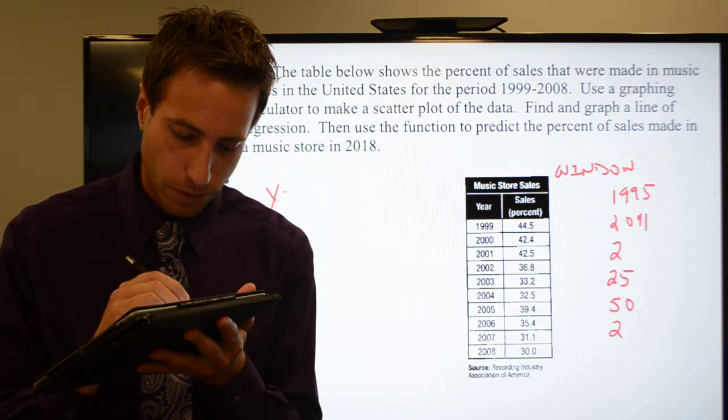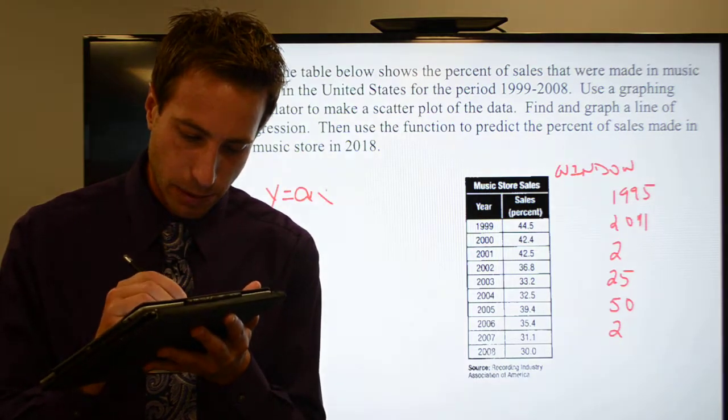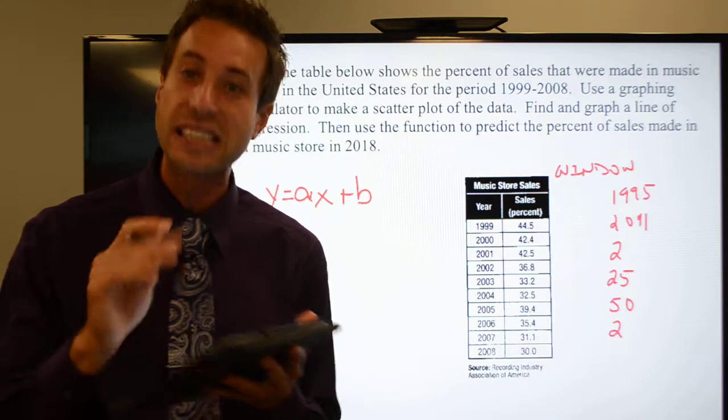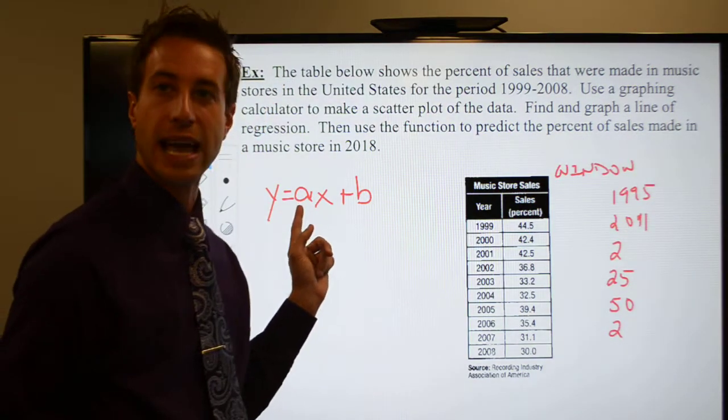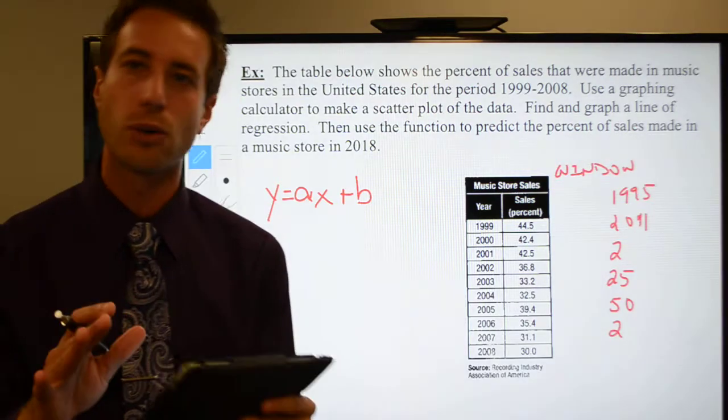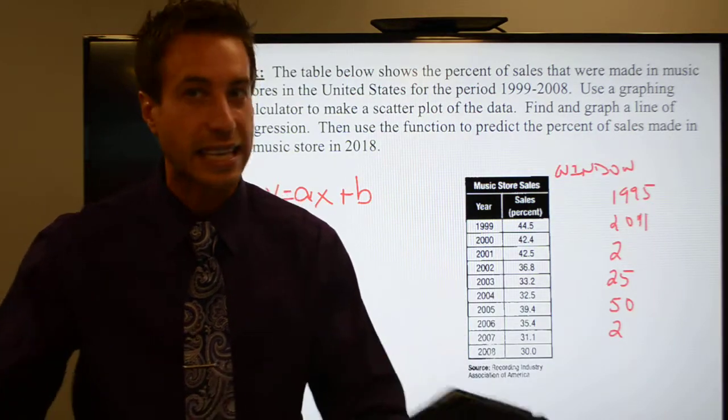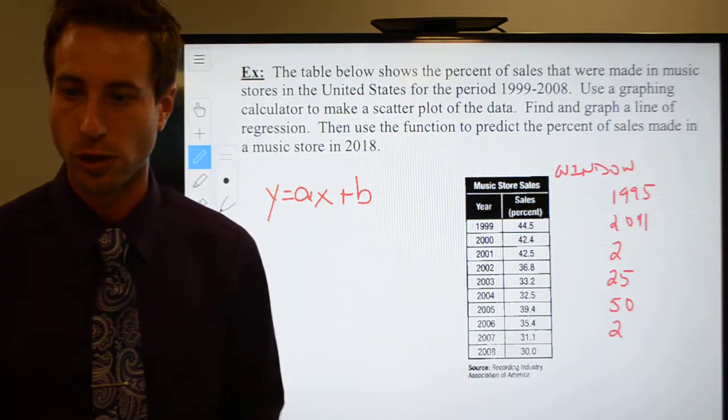Y is equal to AX plus B. Again, remember, this is slope-intercept form. It's just on the Texas Instrument. Instead of using an M for slope, they use an A. I don't know why, but that's what they did. Get over it. It's your slope.